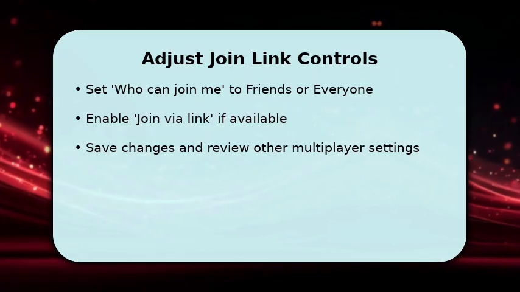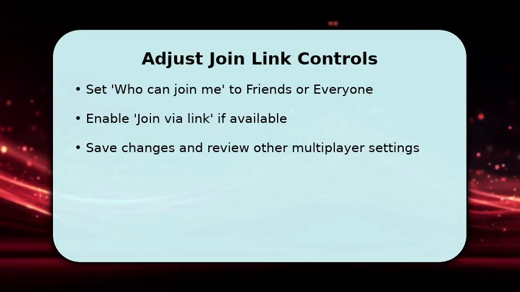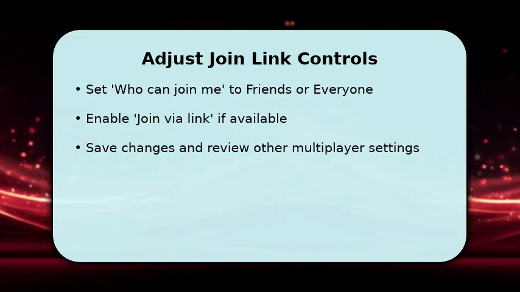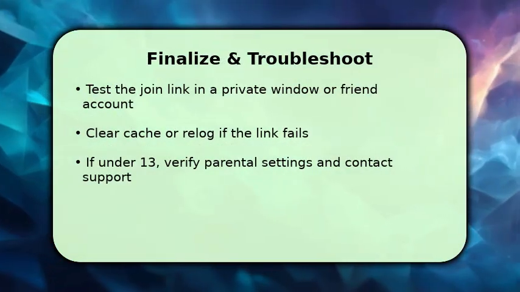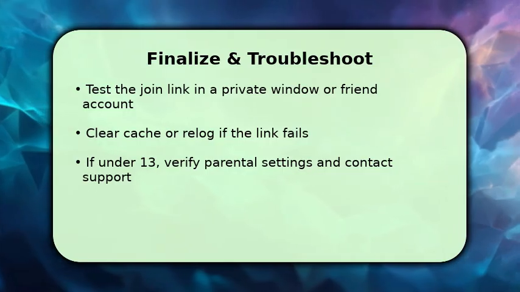After toggling, save changes and double-check related settings like party invites and messaging so join links behave as expected. These steps make links functional and control who can follow them. Finish by testing the join link from another device or a friend's account. This confirms your changes took effect.